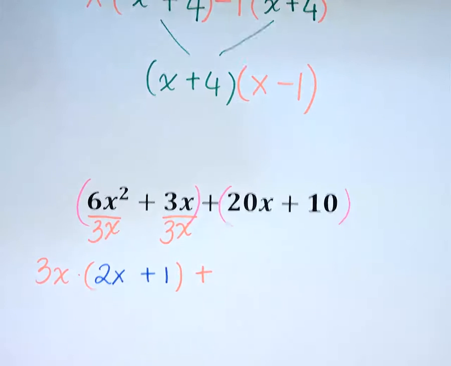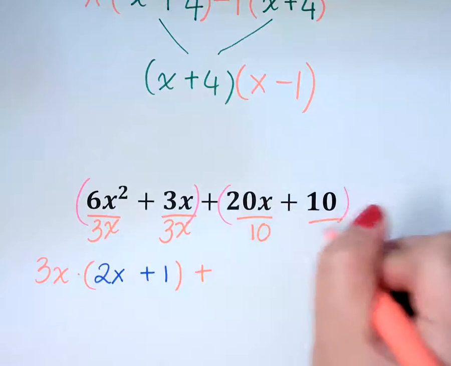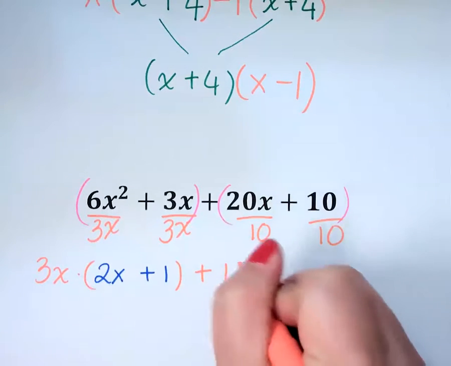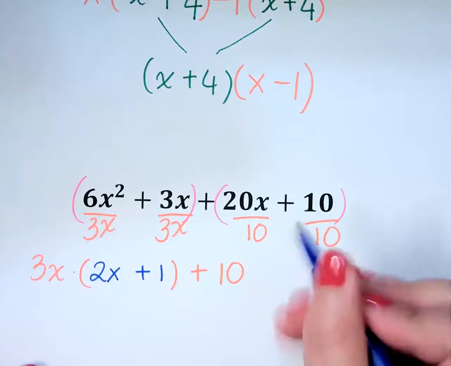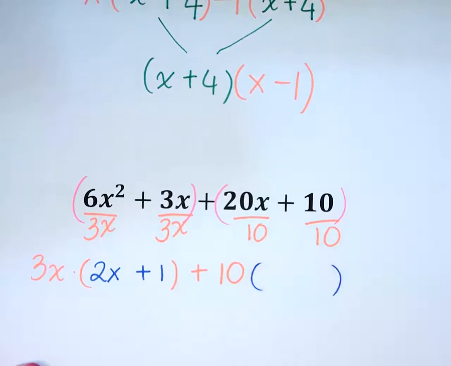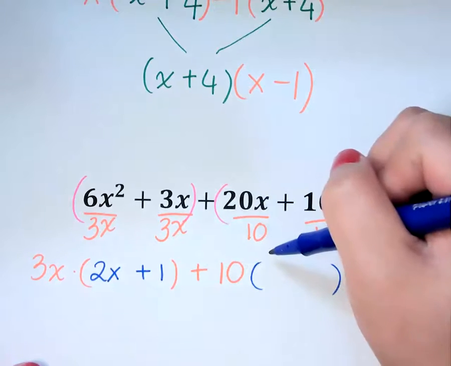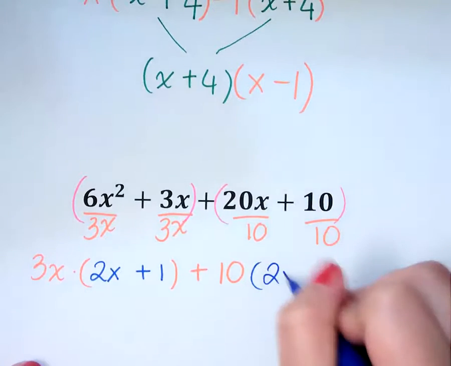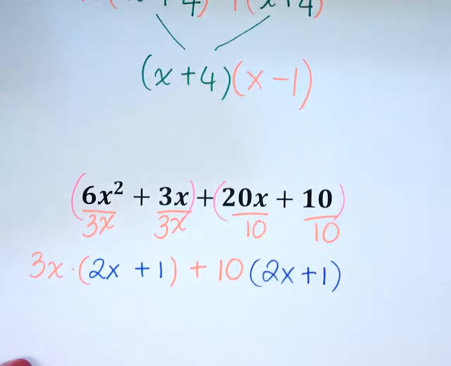Well, 20 and 10, they both can divide by 10. So let's go ahead and divide by 10. That means you factor out the 10, yeah? 10 is what they have in common. And then whatever they don't share, put them inside the parenthesis or the leftover. 20x divided by 10 will give us 2x. 10 divided by 10 is 1. So we have 2x plus 1.